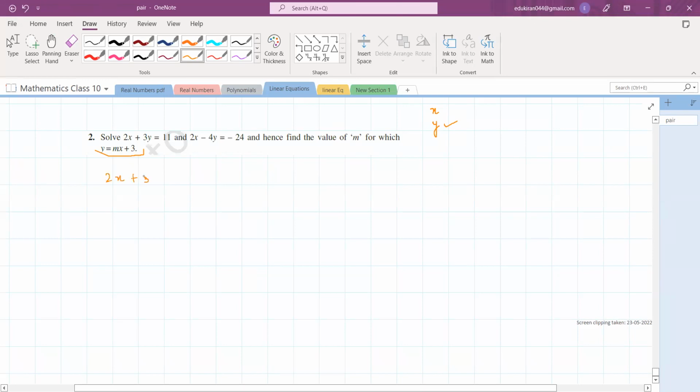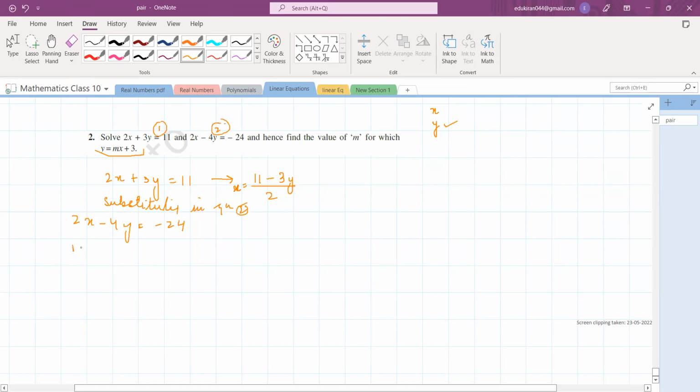2x plus 3y is equal to 11, right? First equation. So let me just find the value of any variable. Let's find x from here. So it is 11 minus 3y divided by 2, right? Okay. Now substitute this x into another equation. So my second equation is this: 2x minus 4y is equal to minus 24. So I'm substituting in equation 2, right? Please mention this is your 1, this is your 2.